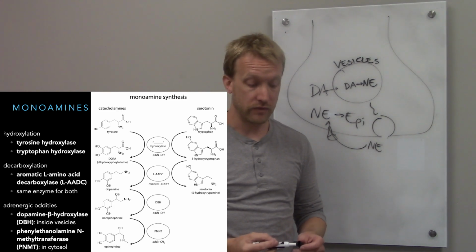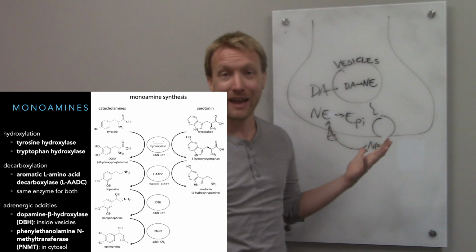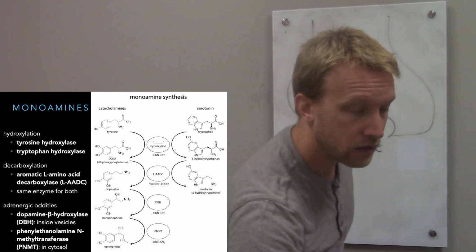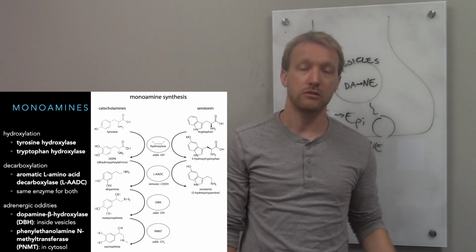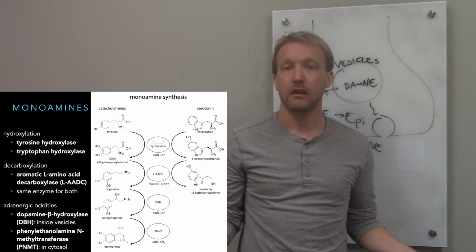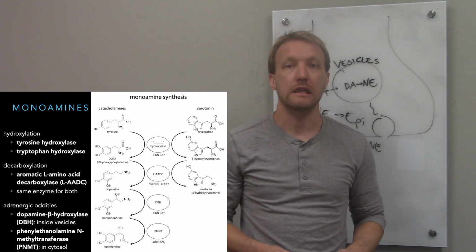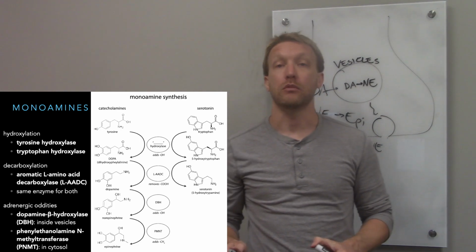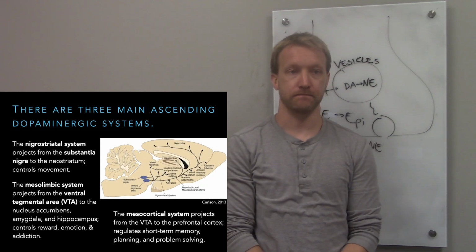The good news is very few neurons use epinephrine because it's kind of a hassle. Why do that? Epinephrine and norepinephrine bind to the same receptors pretty much. Just use norepinephrine. So that's mostly what we'll see in the central nervous system. Of course, we do find a little bit of adrenergic neurons in the periphery, particularly in the adrenal glands.